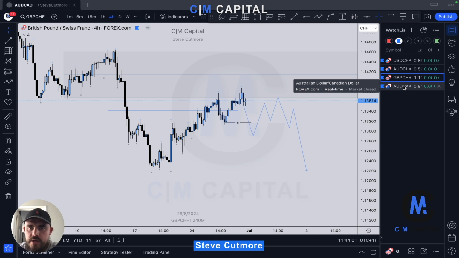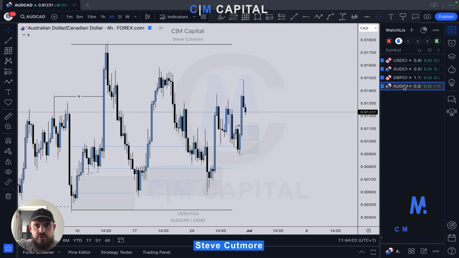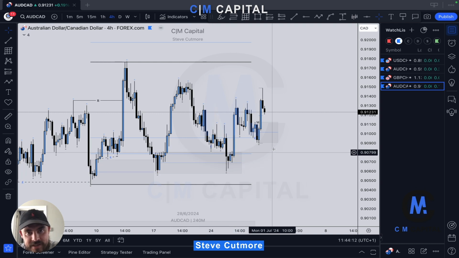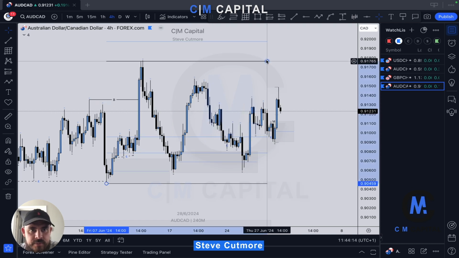And the last pair, Australian CAD. Last week I was looking for buyers, which we did get. I actually did, but I didn't get into the buyers. So let's move this Fibonacci out of the way quickly.